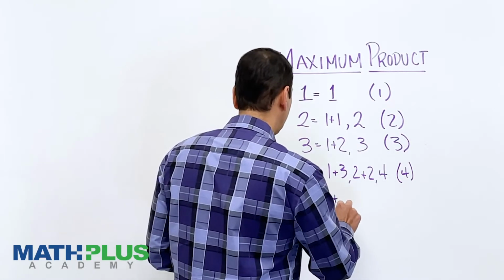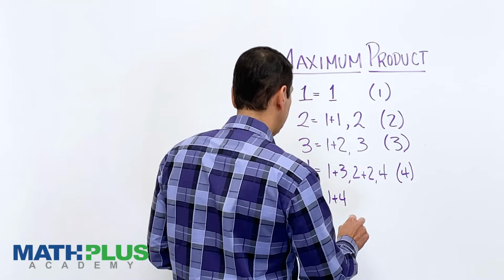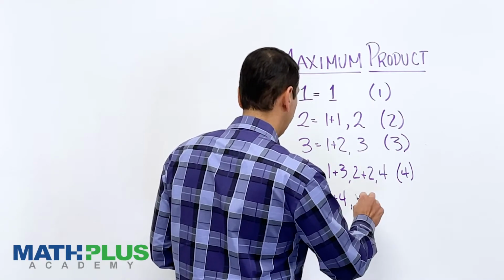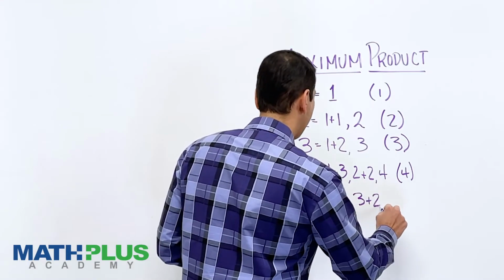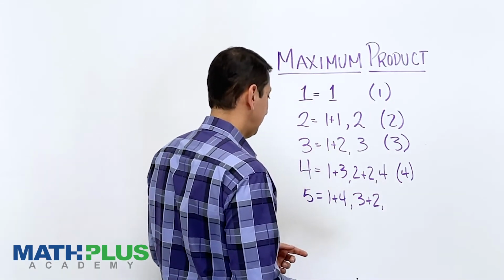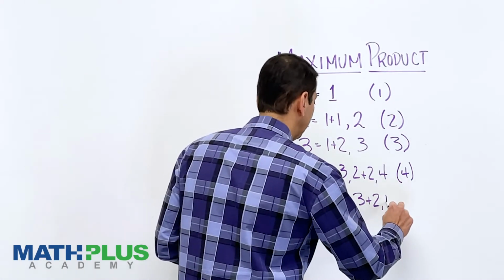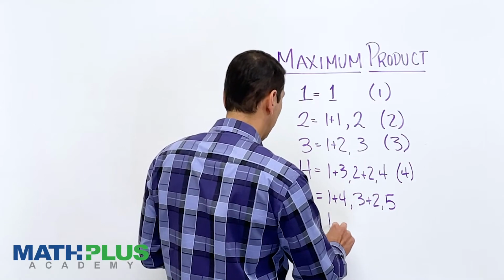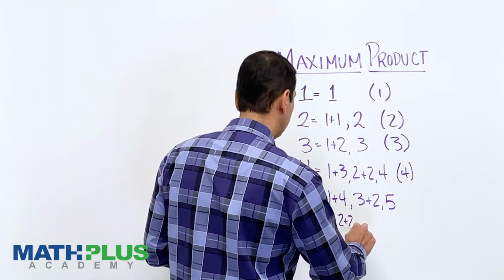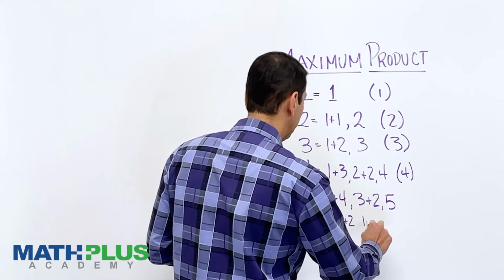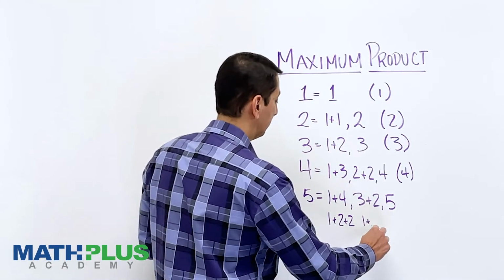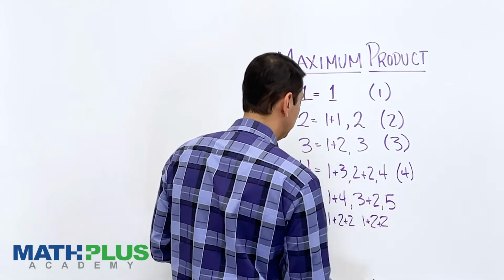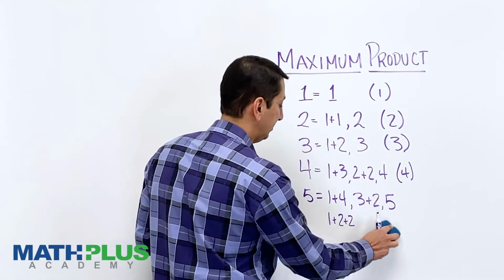1 and 4, 3 and 2, 5 by itself. And I guess I could take this and break it into 1 plus 2 plus 2, and this one into 1. Oh, that's going to break into the same thing, 1 plus 2 plus 2. So I'll just get rid of that.